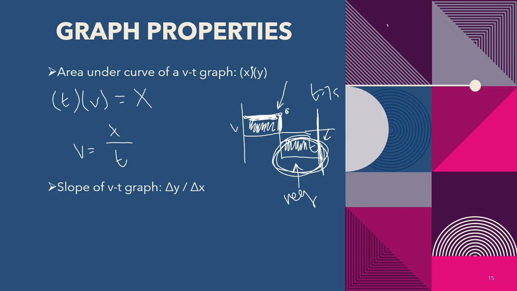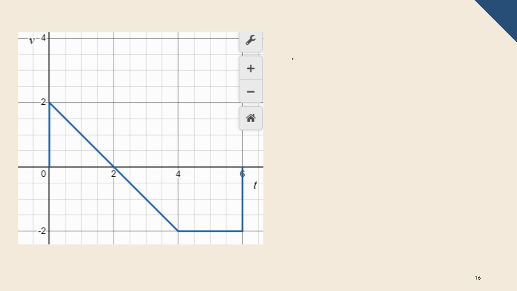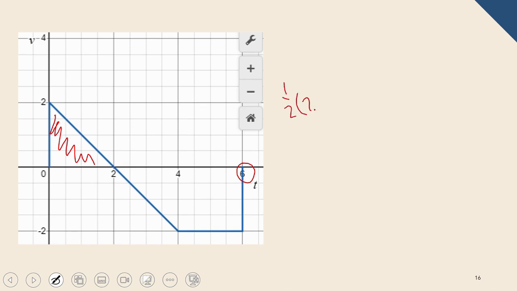Let's do a quick problem. Okay, so let's say this graph represents the velocity of an object, and we're trying to find the total amount of displacement it's covered in these 6 seconds. So first, let's take the area of this little portion here, where the area of a triangle is 1/2 its base, which is 2, times its height, which is also 2. So this equals 2 meters.